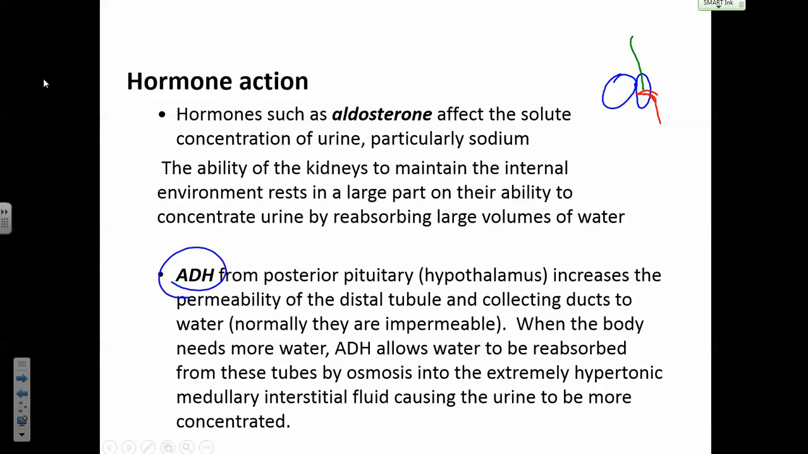And like every hormone of the body, it has specific target cells. And the target cells for ADH are at the distal convoluted tubule of a nephron, and then the collecting ducts in the kidneys.